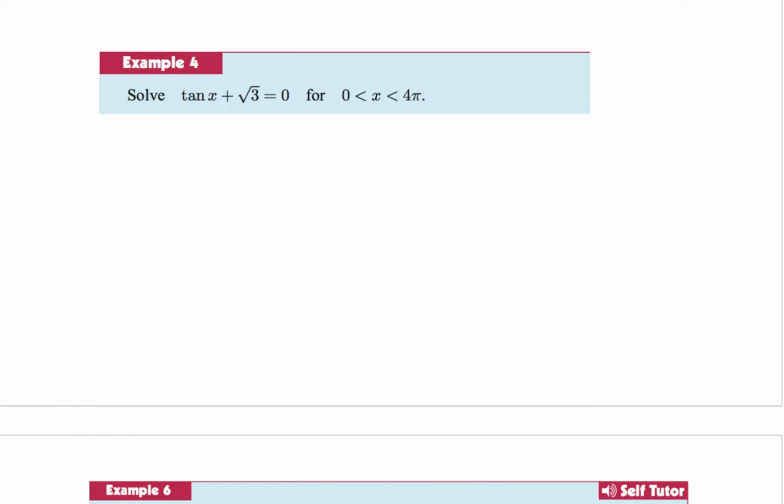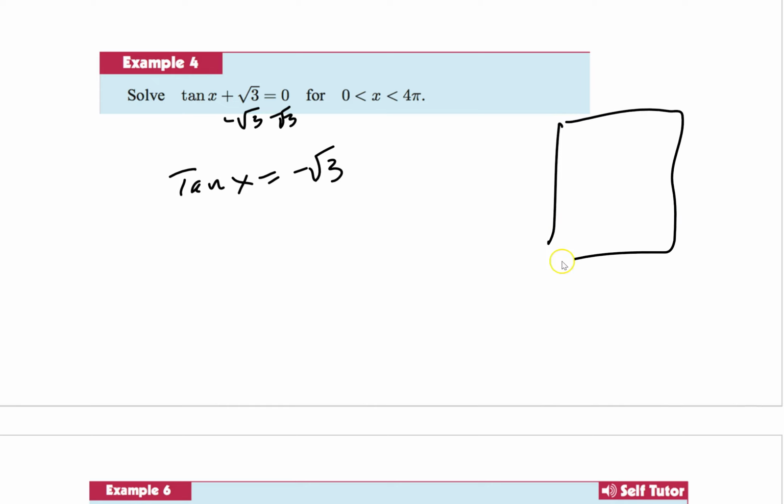So this is tan plus rad 3 here. Same idea, we're going to try to get tan by itself, so subtract rad 3 from both sides. Tan of x equals negative rad 3. I'll do this one with just a chart, because that's the way I think most people are going to do it.